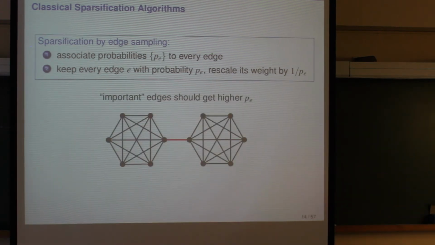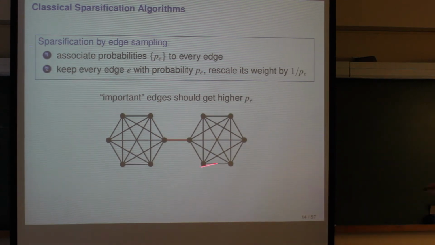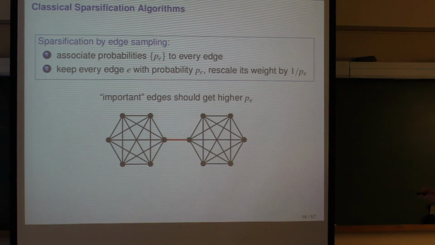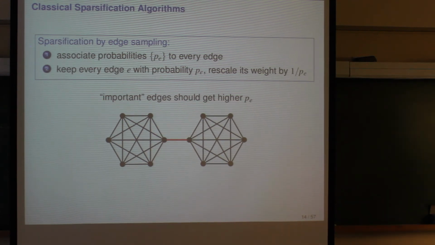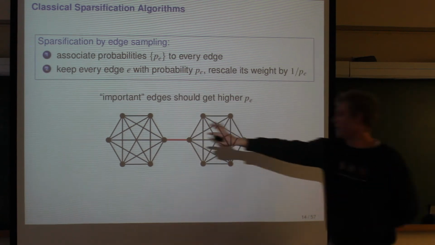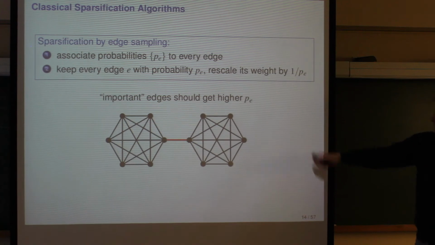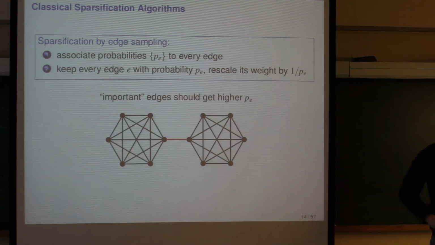So how do you go about this first step? How do you associate the probabilities to the edges? You notice that important edges should get a higher PE. So let's look at this graph. We call it a dumbbell graph, and like I said, the sparsifier should preserve all cuts. We can think about this cut, for instance. Let's say this would be S, and this would be the complement of S. Then, let's say this graph was unweighted, the cut value is 1, right?